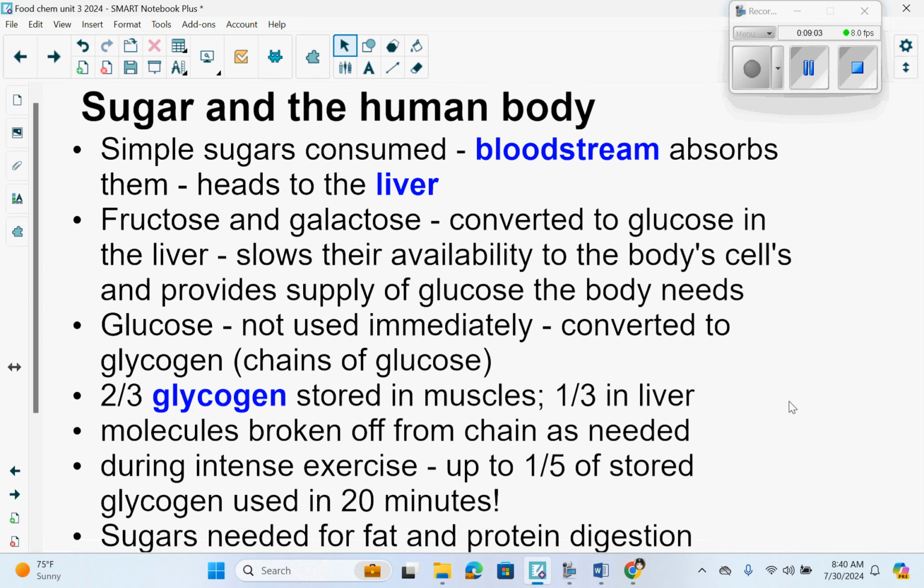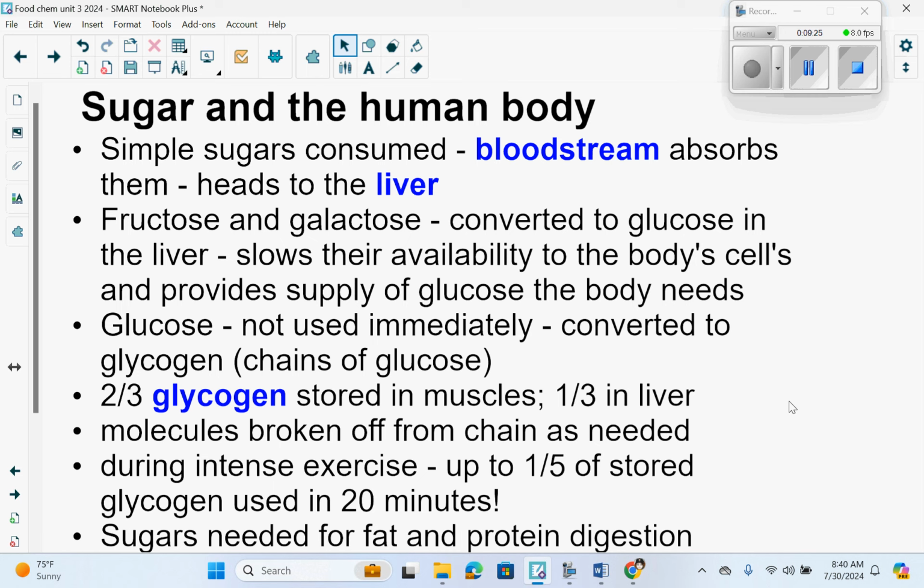Sugar in the human body. Simple sugars are consumed. The bloodstream absorbs them, and then it heads to the liver. Fructose and galactose, these are converted to glucose in the liver. It slows their availability to the body's cells and provides the supply of glucose the body needs.